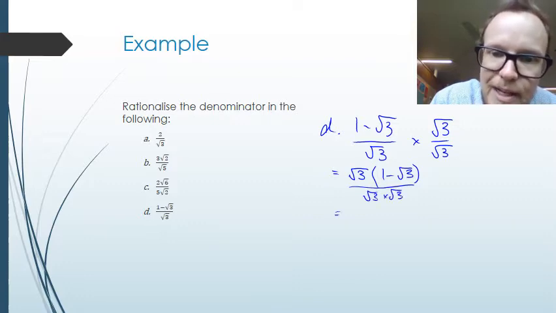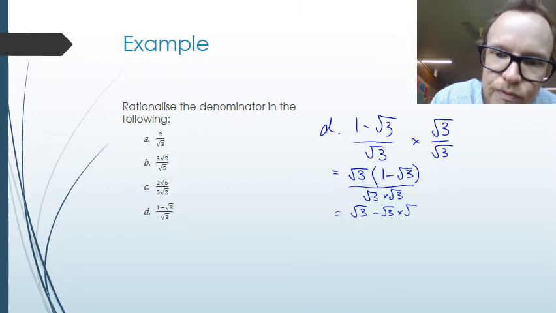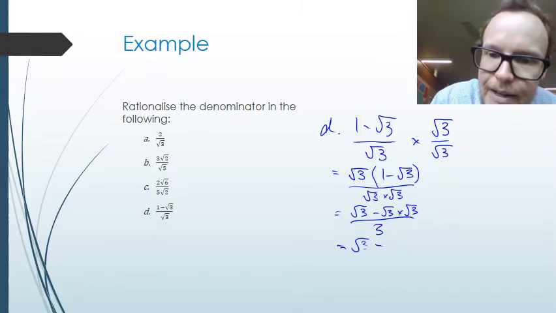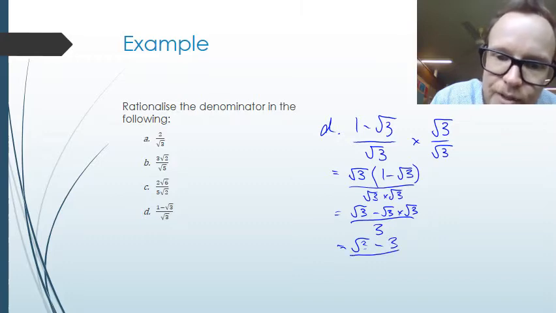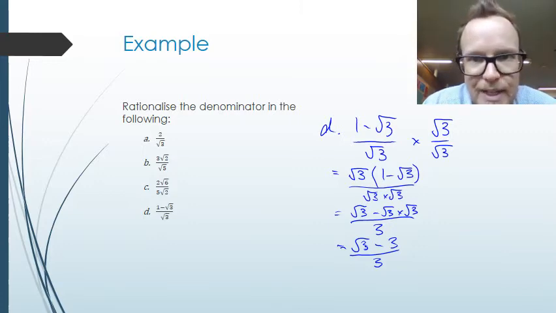which, expanding out the top there, is going to be root 3 minus root 3 times root 3, all over 3 now, because root 3 times root 3 is just 3. So on the top is going to be root 3 minus 3 over 3. And that is simplified and rationalised.